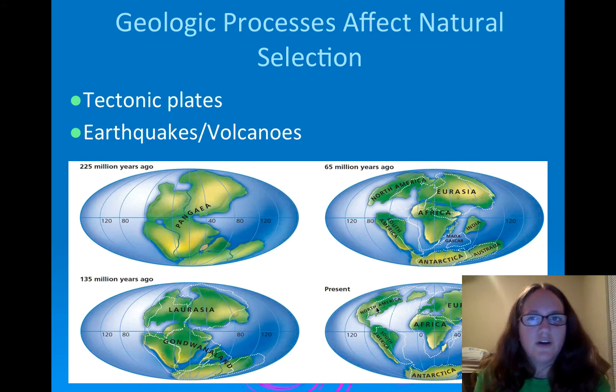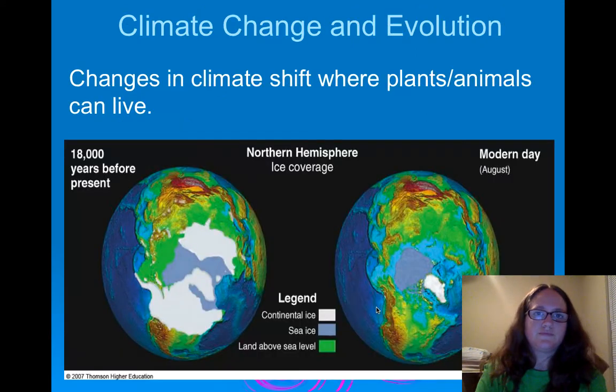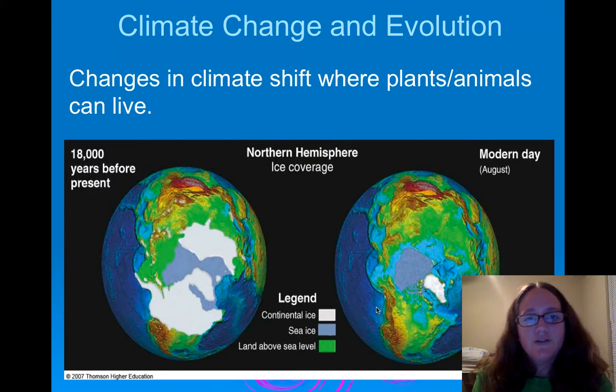But earthquakes can cause plates to shift more quickly, which can separate organisms, and then volcanoes can actually form new land, can form islands, and that can be how you get things like the speciation from Galapagos finches if a new island occurs. So climate change can also affect and impact organisms.